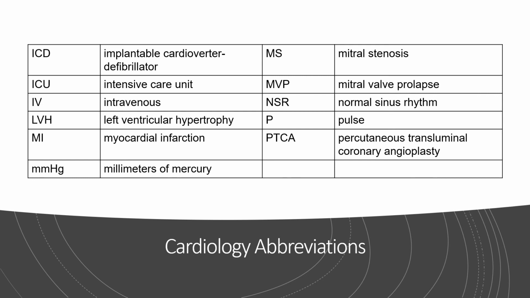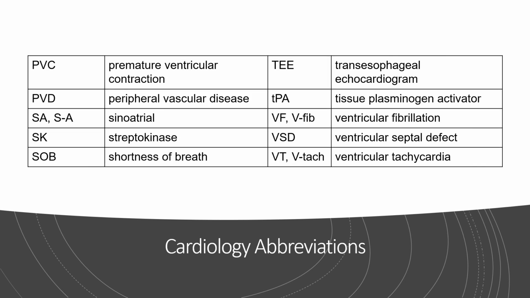MI, myocardial infarction. MM, millimeters of mercury. MS, mitral stenosis. MVP, mitral valve prolapse. NSR, normal sinus rhythm or like a normal heart rate. Pulse, P, and PTCA, percutaneous transluminal coronary angioplasty. PVC, premature ventricular contraction. PVD, peripheral vascular disease. SA, sinoatrial. SK, streptokinase. SOB, shortness of breath.